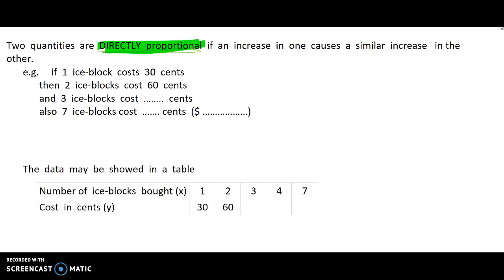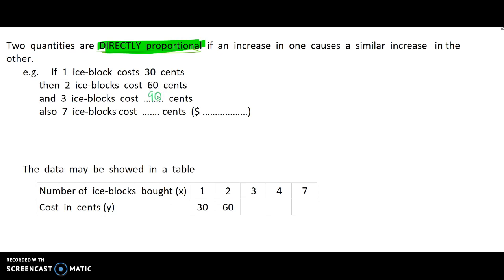Let's try another one, where you can see the direct proportion. One ice block costs 30 cents. Then 2 ice blocks will cost 60 cents. 3 ice blocks will cost, what do you think? Yep, 90 cents. 7 would be? Think.